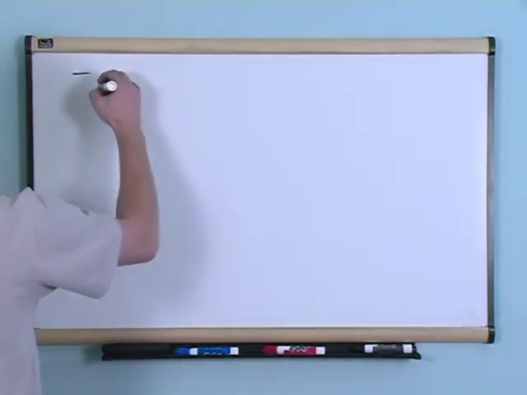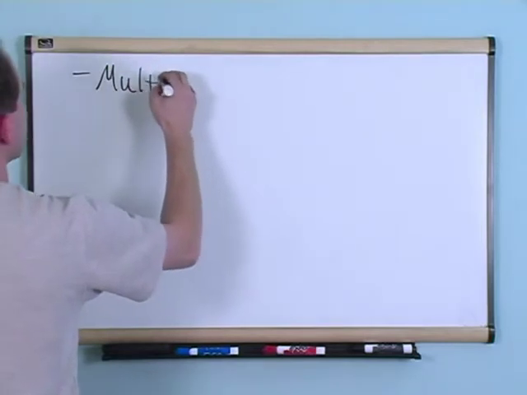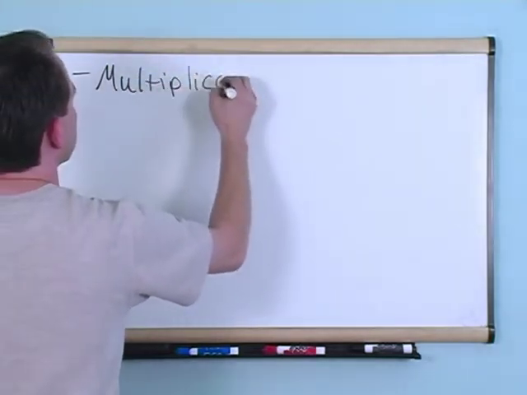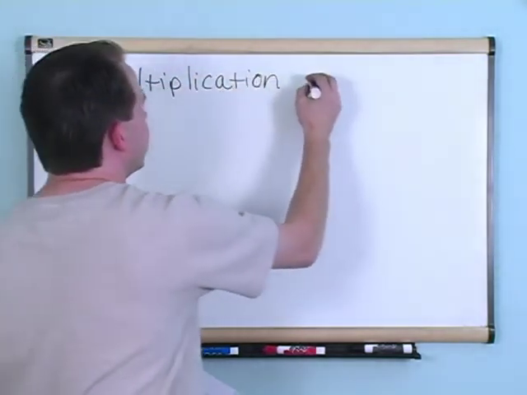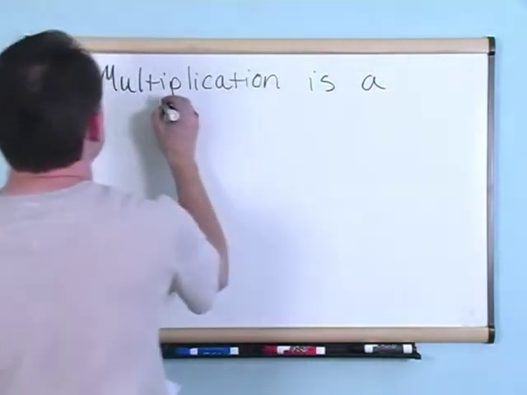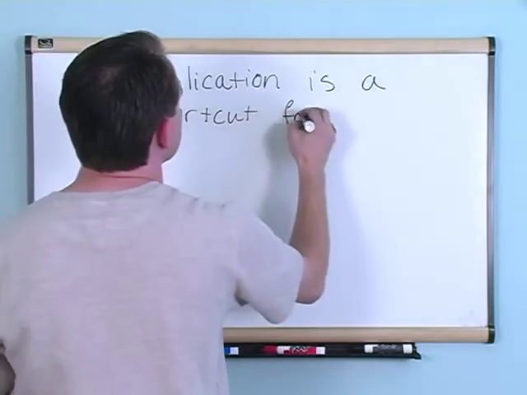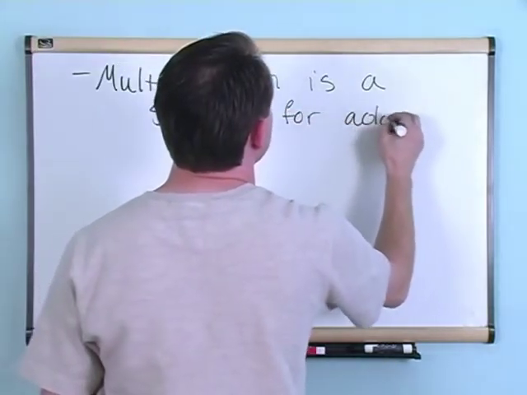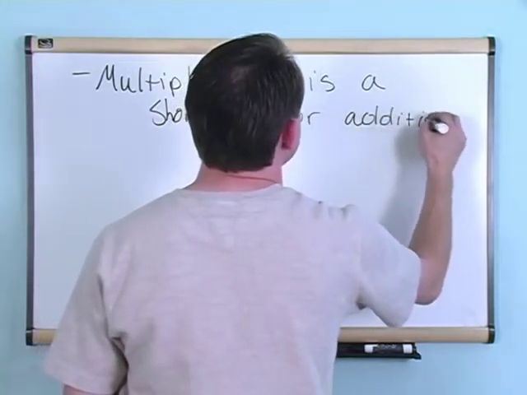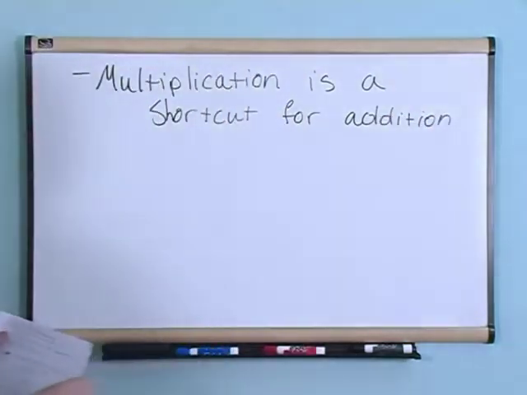So the first thing that I want to write on the board is the following: multiplication is a shortcut for addition. That's exactly what I told you a minute ago. It's a shortcut for addition.